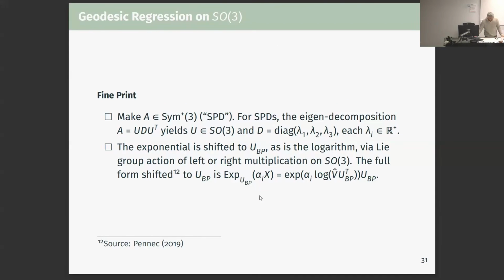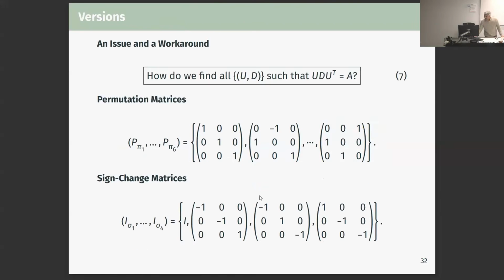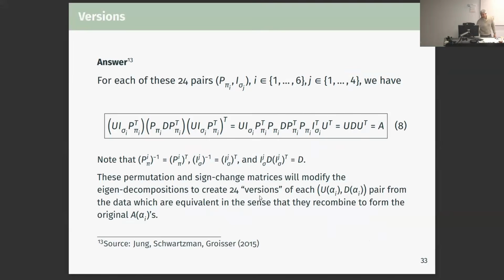There's some fine print in here. Basically, when you go out and decompose, you take your positive definite symmetric matrix, and you can decompose it to get this.